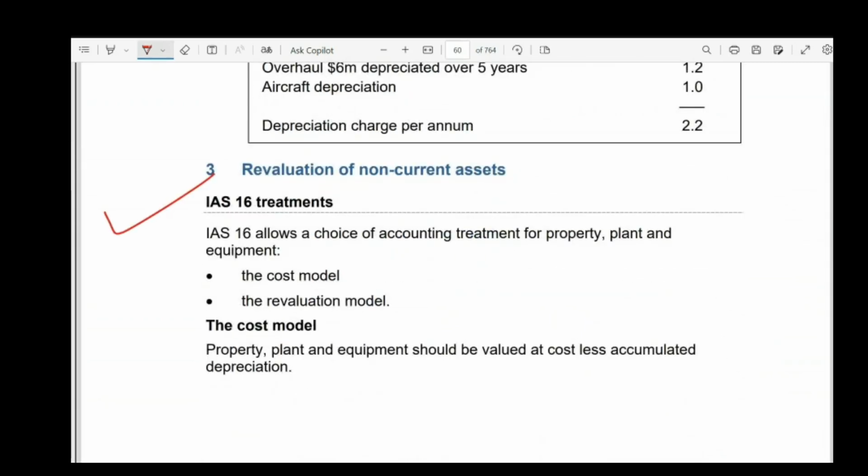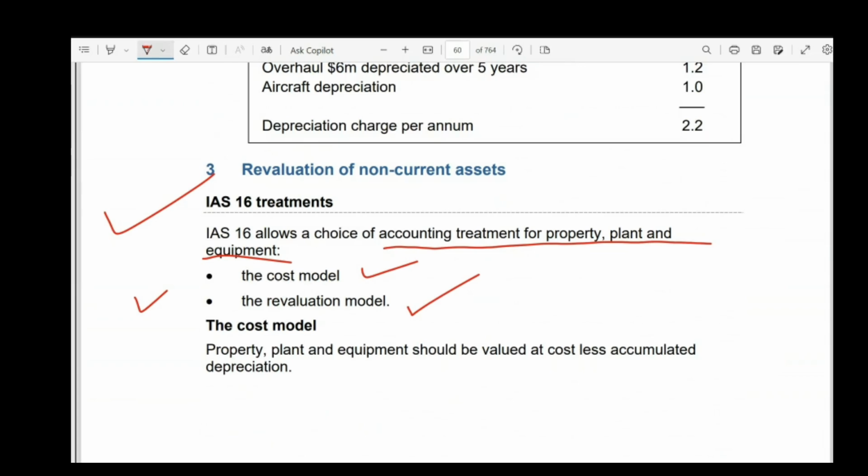Okay, revaluation of non-current assets. As we discussed earlier, the revaluation of non-current assets is allowable and permissible under IAS 16. How the treatment works, how the value of an asset increases or decreases, we can apply in our books of accounts. IAS 16 allows a choice of accounting treatment for property, plant and equipment: cost model or revaluation model. Cost model means if you bought something for 1 million, you continue depreciating it over its life. That is the cost model.